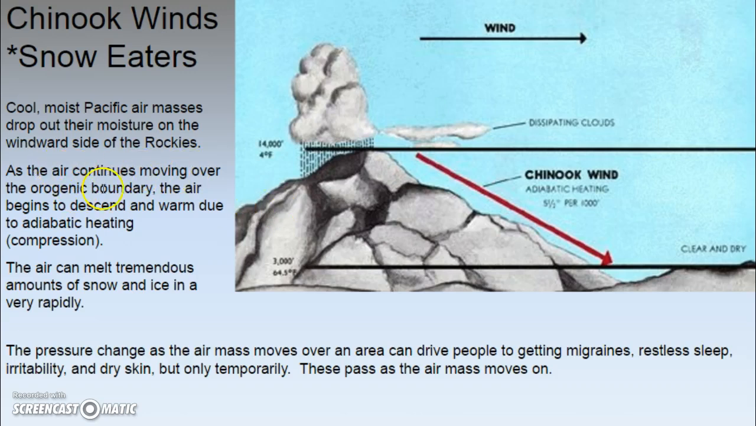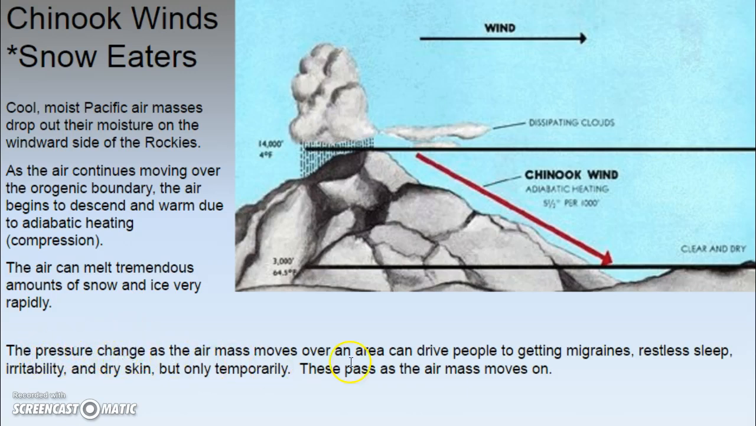As the air continues moving over the boundary, the air begins to descend and warm due to adiabatic heating, right? Compression. Well, this air can melt tremendous amounts of snow and ice in a very, very short amount of time, very rapidly. So this Chinook wind is simply adiabatic heating, but it's just named. And as this air continues to descend, it continues heating. So this can actually be pretty dramatic pressure changes.